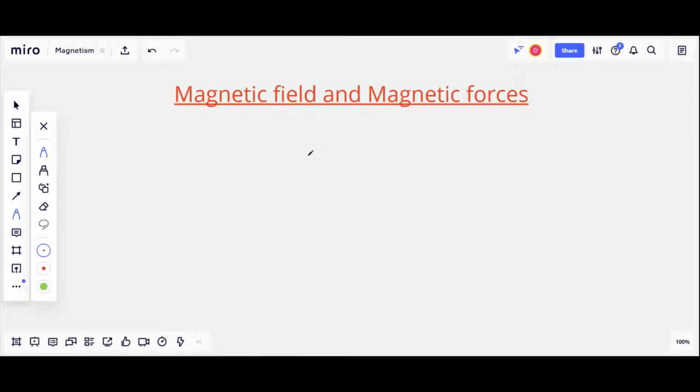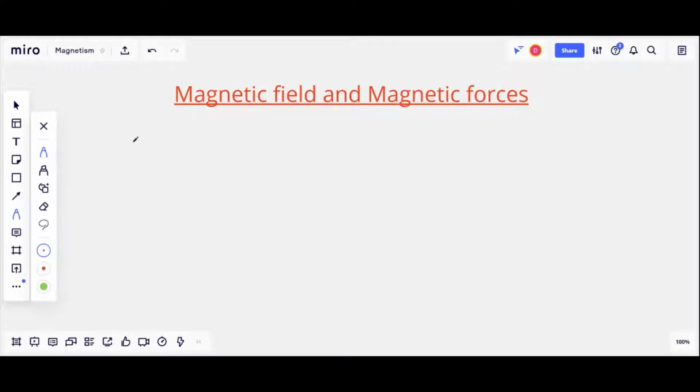So this video is in continuation with the blog post which you must have read already. It's on magnetic field and magnetic forces. This is in continuation to the last blog post which we did on electric field and electric forces. So definitely there will be a similarity between these two topics. So let's start our discussion.